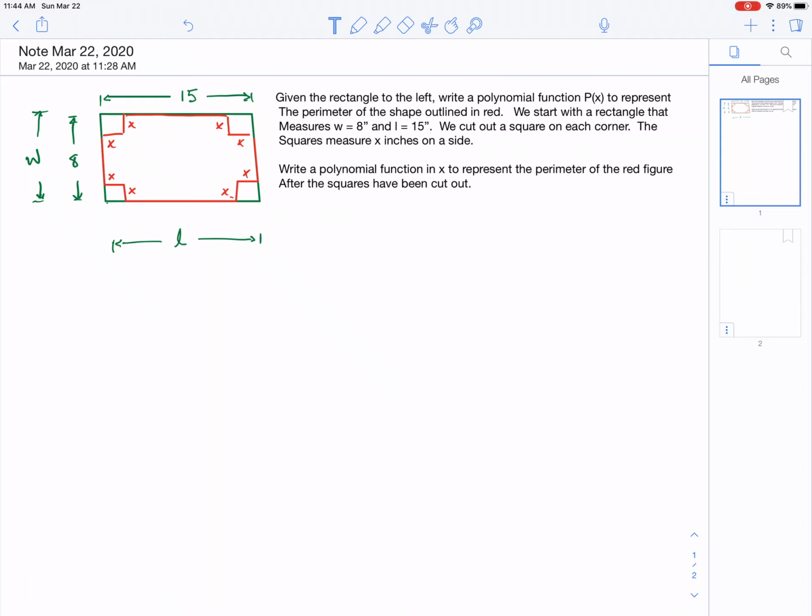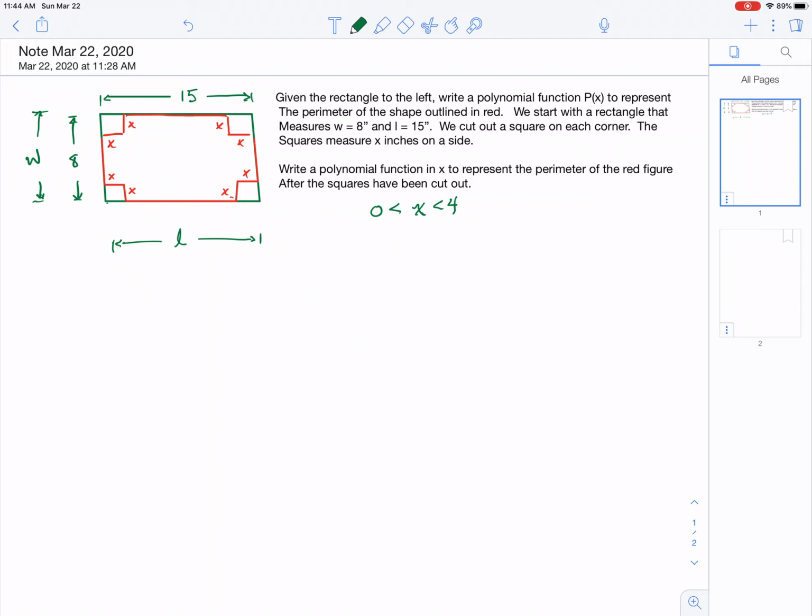And there is a little bit of a restriction on the domain of x. X is going to have to fall between 0 and 4 because this limiting side is the width 8. So if you cut out 4 inches on one side for a square and 4 inches on the other side for a square, then you've cut out the entire width. So that 0 to 4 is our limiting domain factor on this.